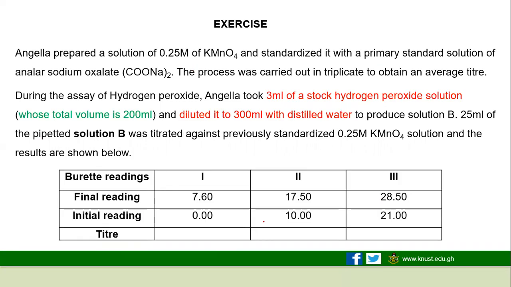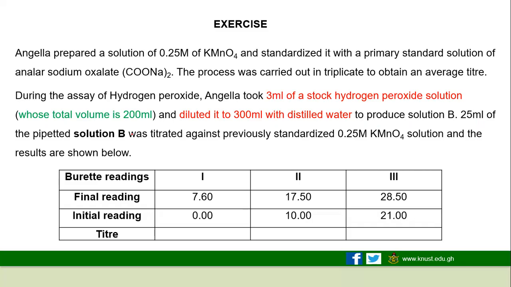So we are saying that Angela prepared a solution of 0.25 molar of KMnO4 and standardized it with a primary standard solution of annular sodium oxalate. The process was carried out in triplicate to obtain an average titer. During the assay of hydrogen peroxide, Angela took 3 mL of hydrogen peroxide solution, whose total volume was 200, right, and diluted it to 300 with distilled water to produce a solution B.